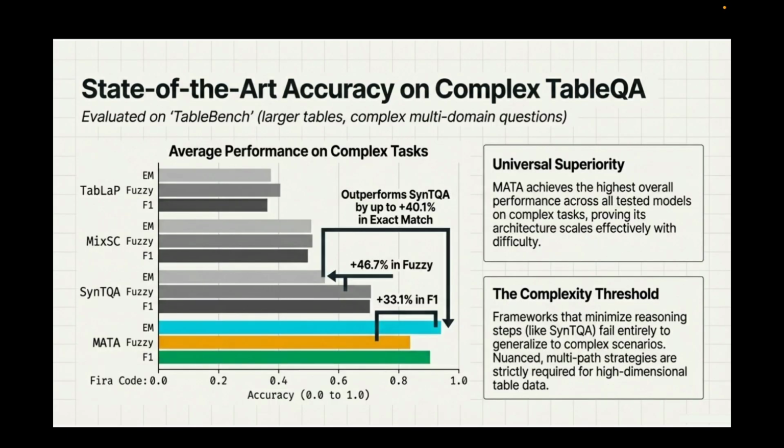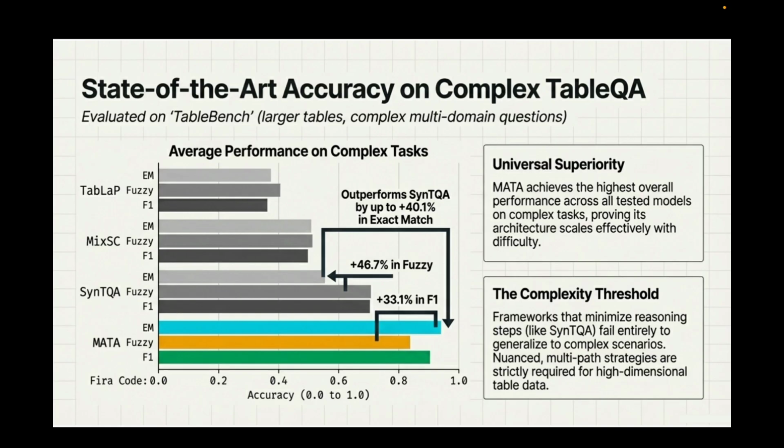This slide moves on the harder benchmark, TableBench, where the real strength of MATA becomes more visible. The paper shows that MATA performs much better than baseline systems on these more difficult questions. The slide highlights gains of about 40.1% in exact match, 46.7% in fuzzy matching, and 33.1% in F1 compared to Sync TQA on the harder setting. These are significant improvements and they support the core claim of the paper.